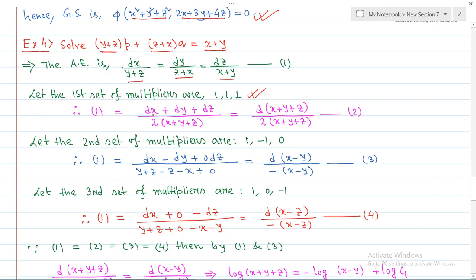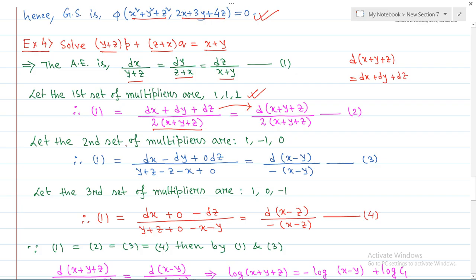So equation 1 takes the form dx plus dy plus dz upon every term in the denominator, which is coming 2 times. So we have written 2 into (x plus y plus z). Now this dx plus dy plus dz term can be easily written as the differential of x plus y plus z, right? Because the differential of x plus y plus z is going to be dx plus dy plus dz. So this can be easily written in this structure.